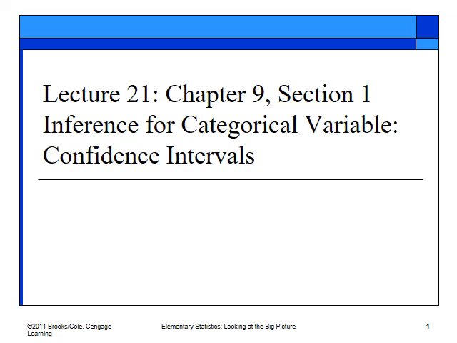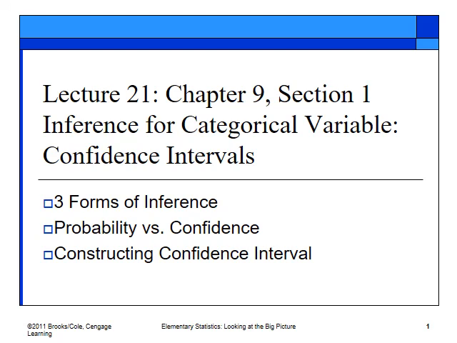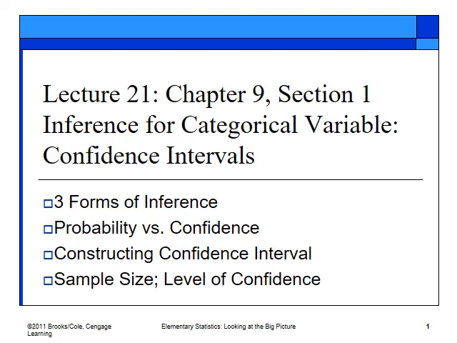This video covers the first section of Chapter 9 on inference for categorical variables. We're focusing on confidence intervals. We'll talk about the three different forms of inference. We'll talk about the difference between probability and confidence. We'll look at constructing confidence intervals. And we'll talk about how sample size affects levels of confidence.